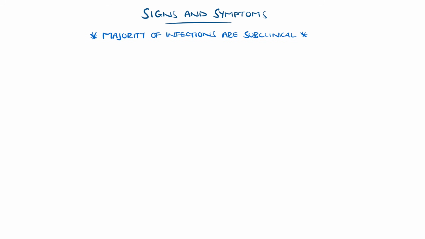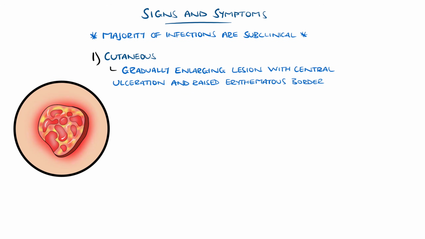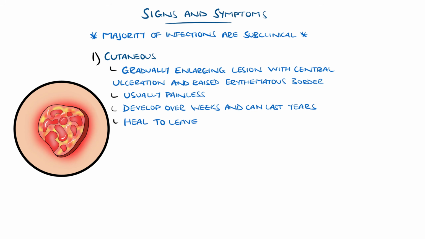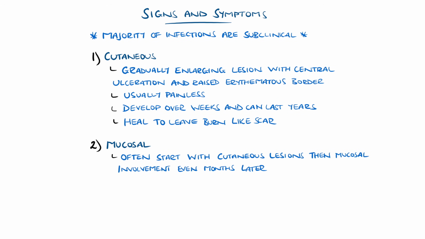In the cutaneous form, well-demarcated lesions develop at the site of the bite, taking several weeks to months to appear. This generally features initially a papule that gradually enlarges and ulcerates centrally, with a raised erythematous border, which is where the intracellular parasites are concentrated. These lesions can last for months to years, leaving behind a burn-like scar. They are typically painless. In the mucosal form, this typically begins with cutaneous lesions, followed by development of mucosal lesions potentially several months later, even after the skin lesions have healed.